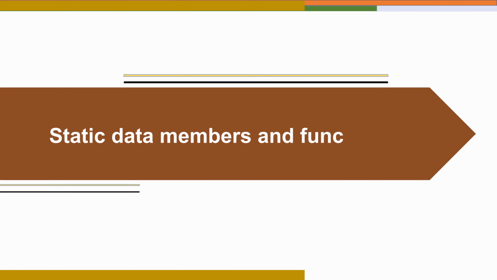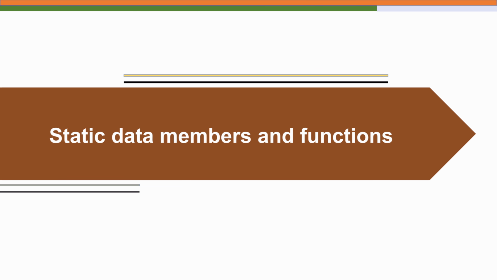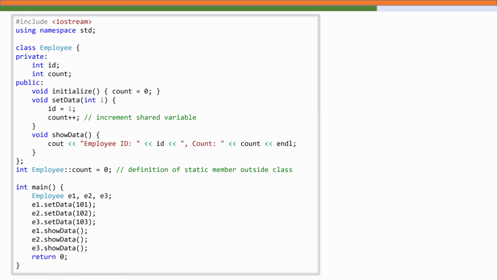Let's talk about static data members. Normally, every object of the class has its own copy of member variables. But sometimes we want one common variable that is shared among all the future objects. For example, to count how many objects have been created.